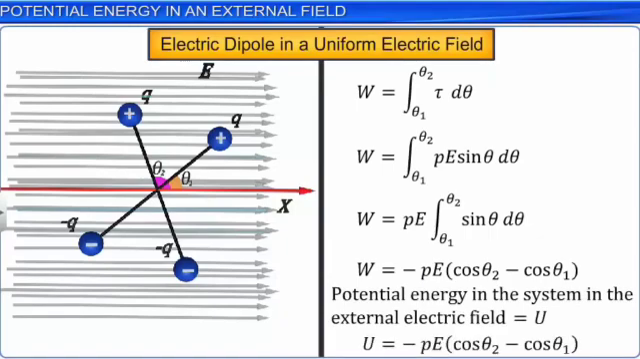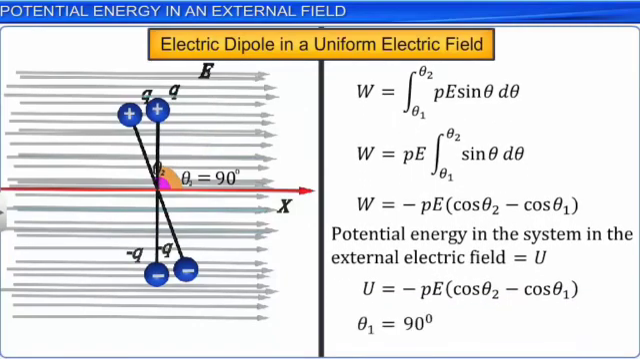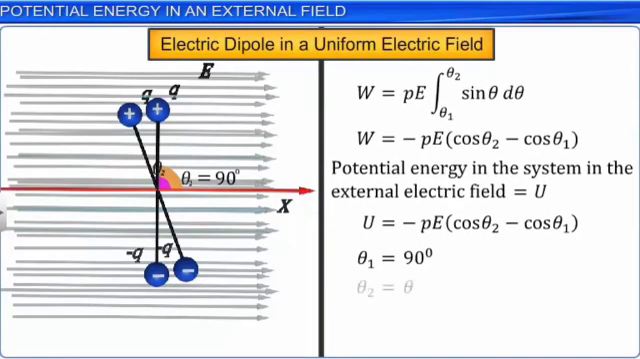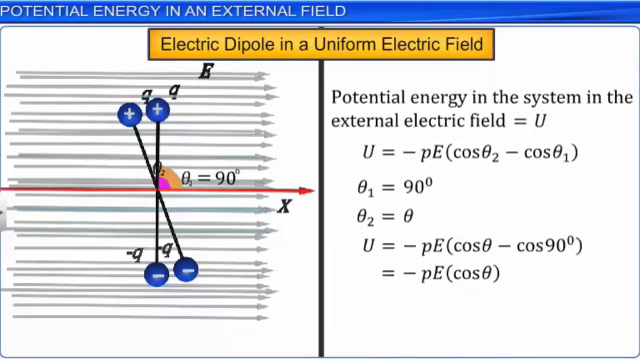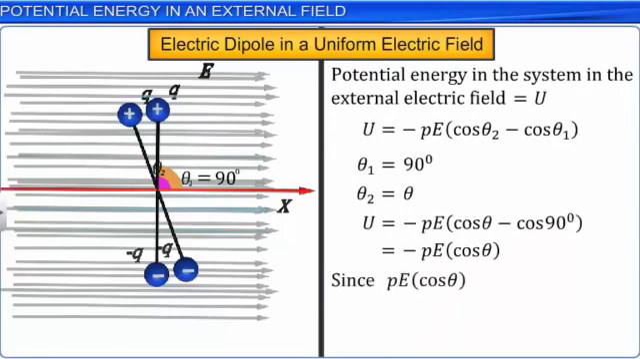If θ1 is equal to 90 degrees and if θ2 equal to θ, then the potential energy in terms of the angle the dipole makes with the external field is U is equal to minus P E cos θ. We can express PE cos θ as P dot E. Then, potential energy U of the dipole is expressed as U equal to minus P dot E.